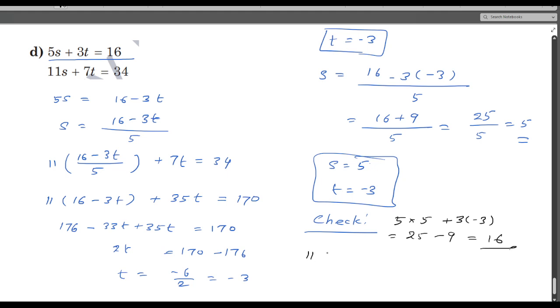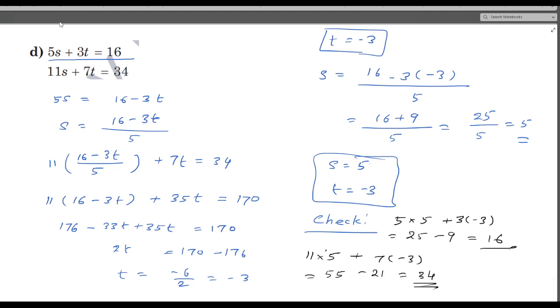And 11 times s means 11 times 5 plus 7 times minus 3. 11 times 5 is 55. 7 times 3 is 21. 55 minus 21, 5 minus 1 is 4, 5 minus 2 is 3, 34. Wonderful. So s is equal to 5 and t is equal to minus 3 is also your correct answer.